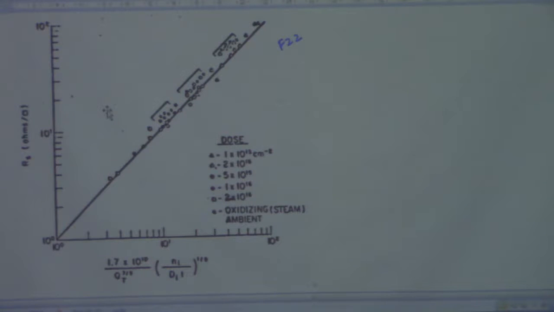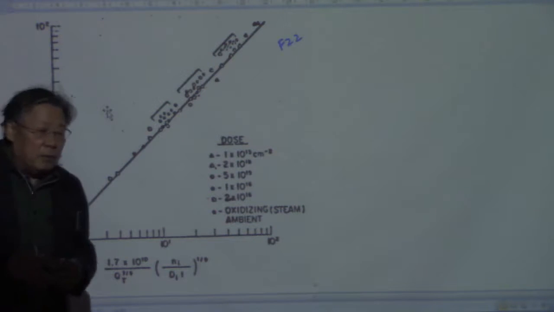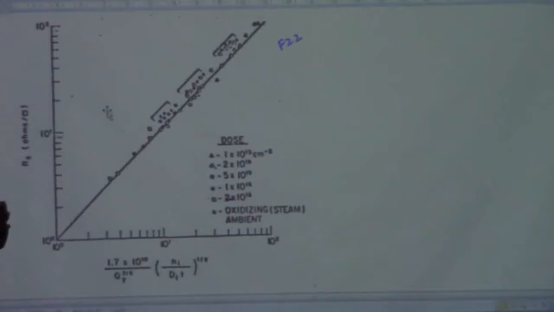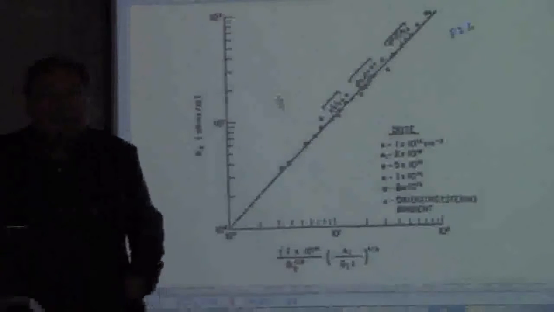Okay, the next one is the phosphorus profile, and we are going to spend a little bit more time on the phosphorus, because the phosphorus case shows a little bit more complicated behavior than the arsenic case. Any questions? All right, and then I'll see you next Monday. Okay?